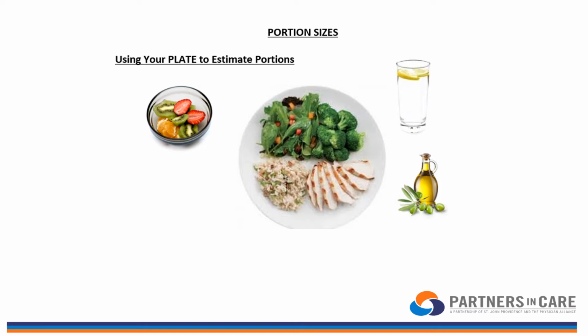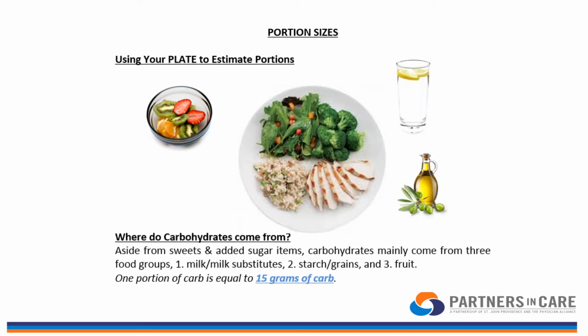Another way we're going to want to estimate portion sizes is by using the 15 grams of carbohydrate method. And like I said, we're not going to be talking too much about sweets and added sugar items, but the main categories that our everyday diet is getting carbohydrate from mainly is from our milk and our yogurt, our starches and our grains, as well as our fruit. And one portion is going to be equal to 15 grams of carbohydrate. This can be adjusted as we need to. But that 15 is going to be important because portion sizes vary tremendously from item to item.